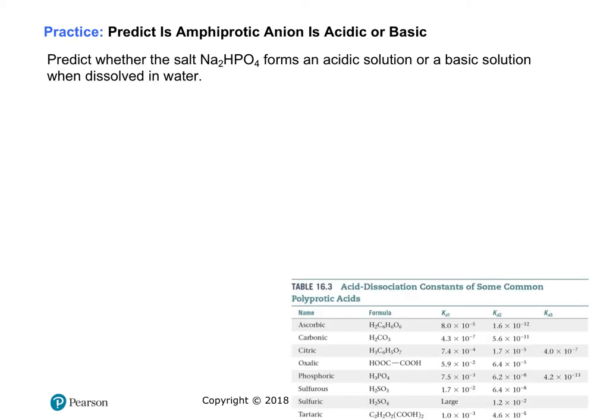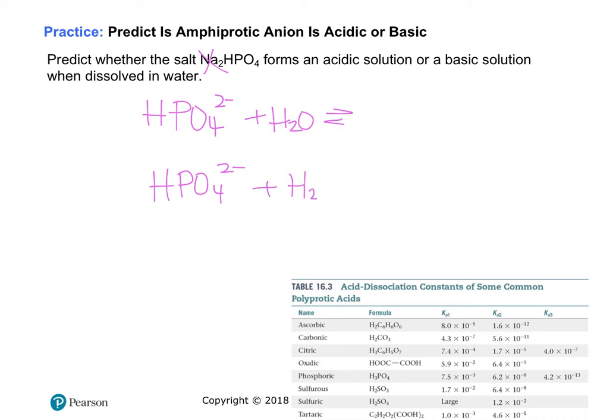Now we're going to look at this salt. It's sodium biphosphate. So the sodium, again, is not going to do anything. So what we have here is hydrogen phosphate, and we want to see what it is going to do. So in both cases, it's going to react with water. So let's first think about what's going to happen if it acts like an acid. If it acts like an acid, it's going to donate its hydrogen to water to form hydronium, and then a phosphate.